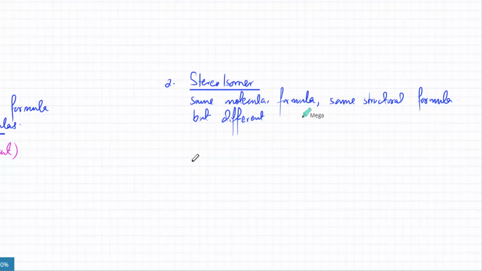So I'll just write down the definition first. Same molecular formula, same structural formula. So that means the arrangement is exactly the same, but different three-dimensional space, different three-dimensional shape, and orientation of bonds in space.